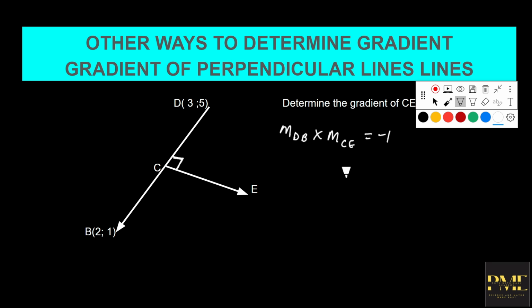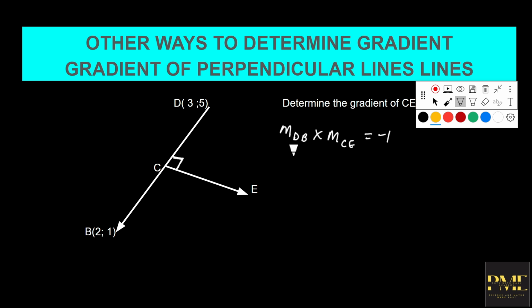So basically, why is this important? Okay, it's because if you are given the gradient of one line, just one line per se, okay? Let's say this is just an example, guys. So with the example, we then continue here.